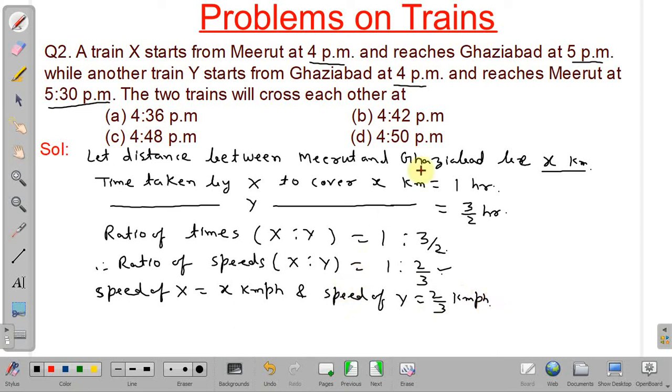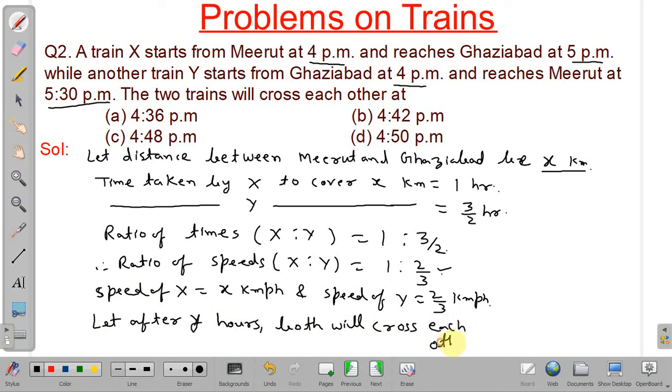Now we have to find at what time they will cross each other. So we will assume that after y hours both will cross each other.